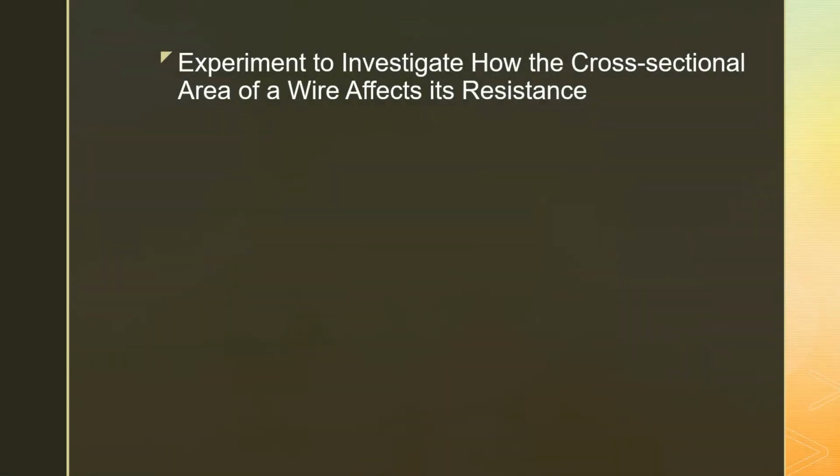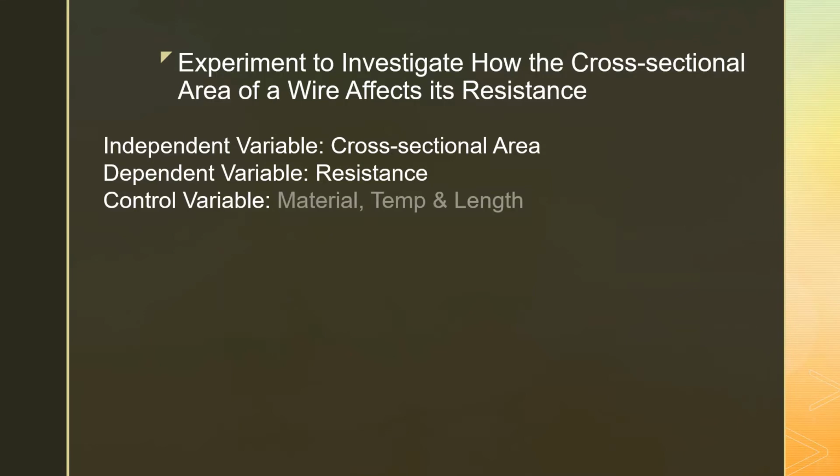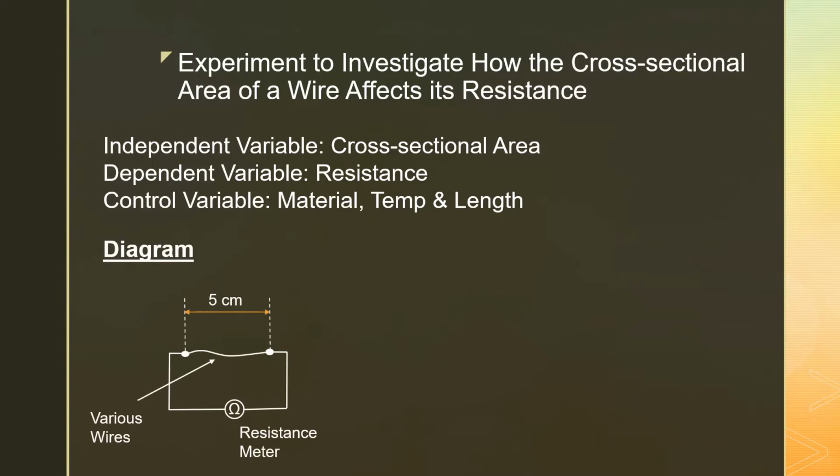So we've got ourselves another practical. The title of that practical is Experiment to Investigate How the Cross-Sectional Area of a Wire Affects its Resistance. Like last time, we're going to start with our variables. So the independent variable this time is the cross-sectional area. The dependent variable is the resistance, and the control variables are going to be the material, the temperature, and the length of our wire. The diagram is far simpler than last time.